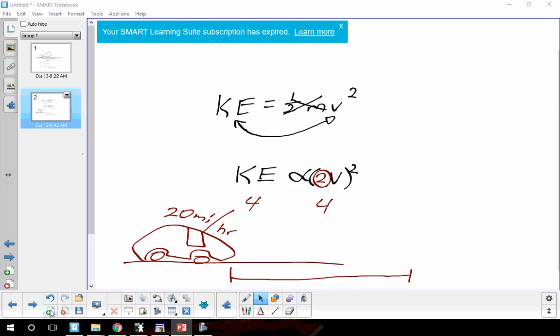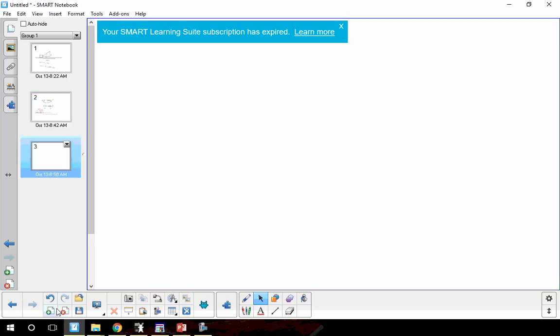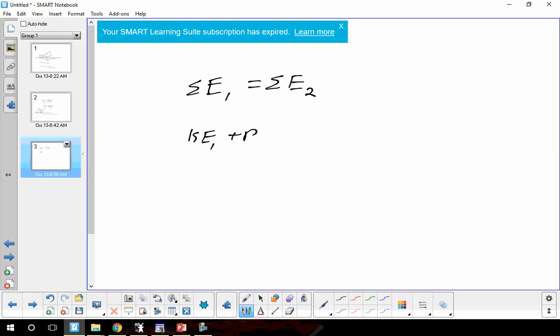All right, let me finish on this. I'm going to say that this is basically a statement of the conservation of energy. I would like to make sure I say this before the end of the class. The sum of all energies at position 1 is going to be equal to the sum of all energies at position 2. So basically what we're saying here is that the kinetic energy at position 1 plus the potential energy at position 1 is equal to the kinetic energy at position 2 plus the potential energy at position 2.